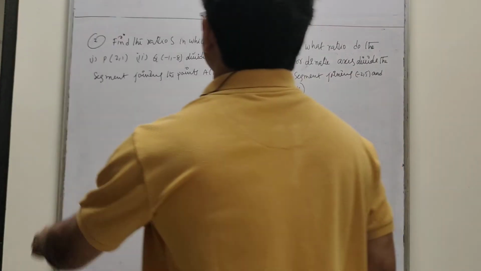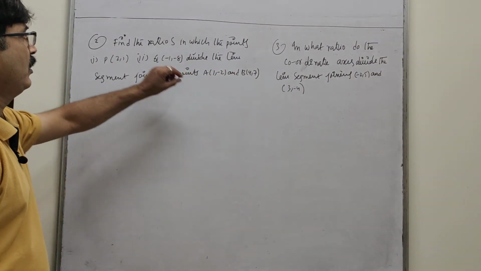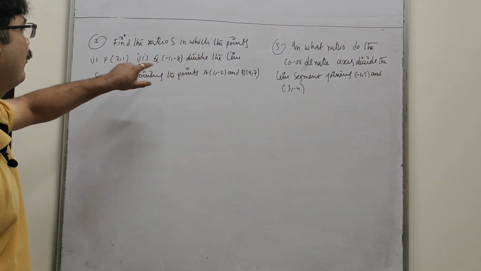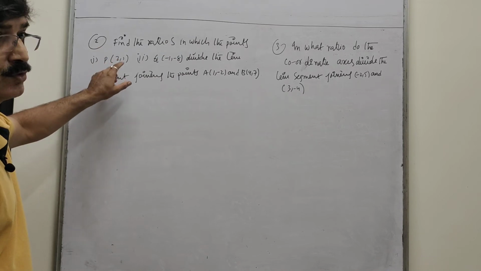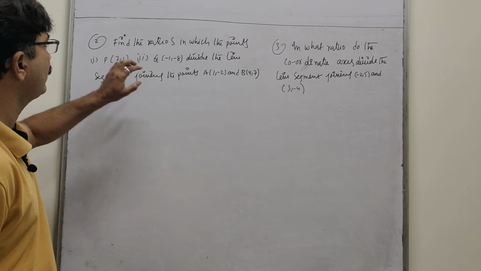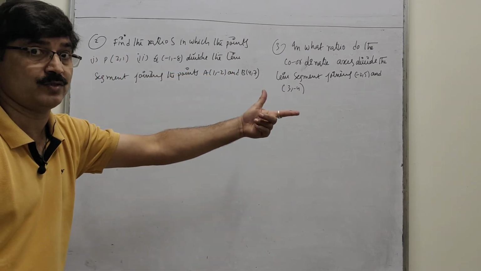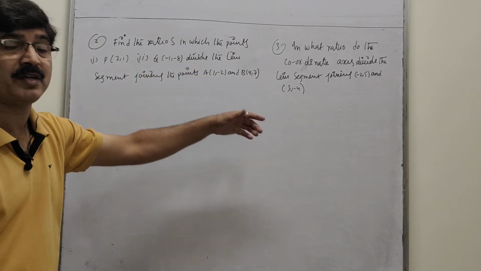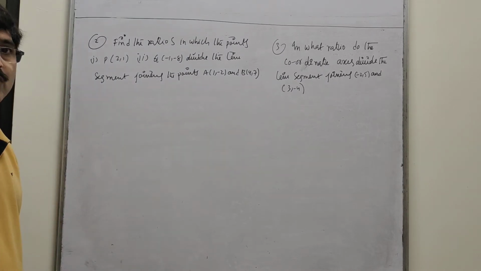Another 2 examples I have taken here. Find the ratio in which this point P, 2 problems are there here. First problem is this, second problem is this. P divides AB in what ratio? Q divides the same line segment in what ratio, that we are supposed to find.